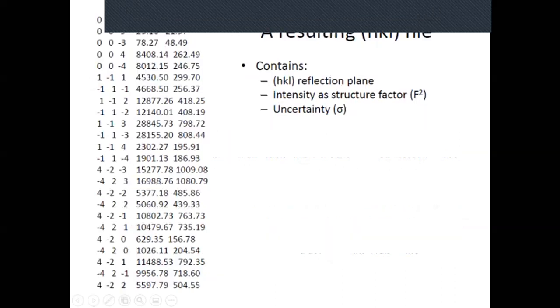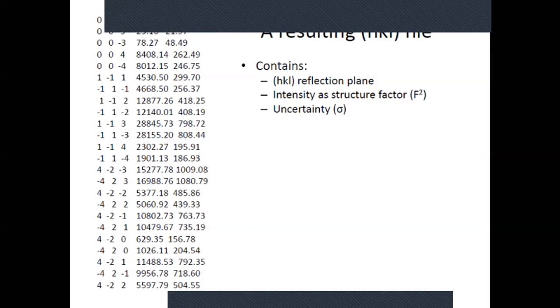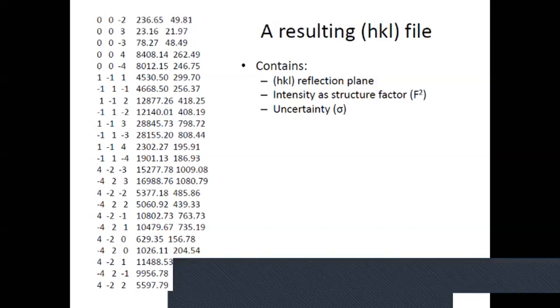So after doing all of this, you generate this HKL file. And this is the most important thing that you need. So from this, now we can start solving the crystal structure.